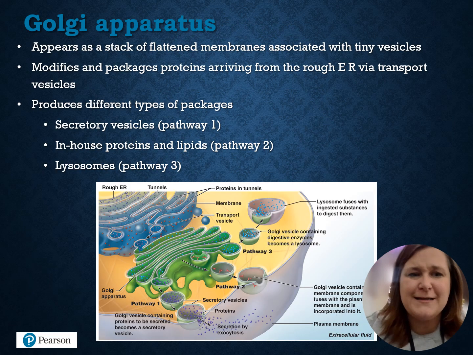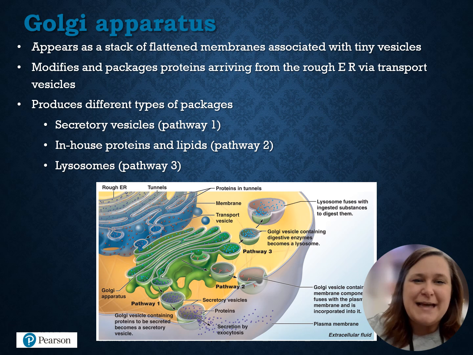So what is the Golgi apparatus? It is going to appear as a stack of flattened membranes associated with tiny vesicles. The purpose of the Golgi apparatus is to modify and package proteins arriving from the rough ER via those little transport vesicles. So it's going to produce a few different types of packages depending on where it's coming from. It's going to have secretory vesicles in pathway 1. It will have proteins and lipids in pathway 2, and it will have lysosomes in pathway 3. So depending on which way it goes depends on what you end up coming out with as your end product.